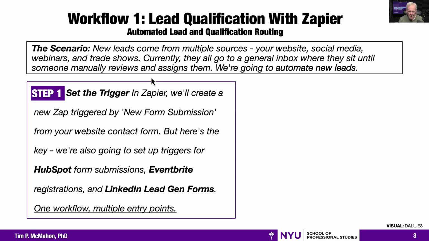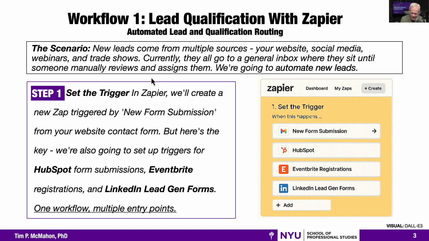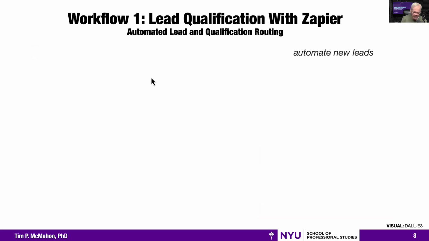First thing we do, step 1, using Zapier, we set the trigger, creating a new form submission. It looks something like this. It's a facsimile of what Zapier might look like. And we're looking through the various ways in which we might get leads, and it would be HubSpot and Eventbrite and LinkedIn and so forth.